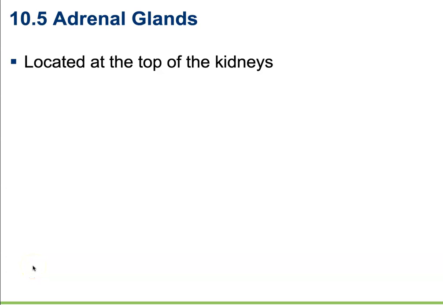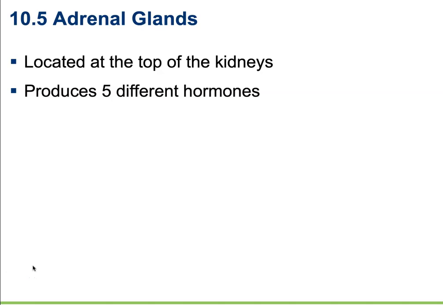Next up is the adrenal glands. These are going to be located on top of the kidneys, and they're going to produce 5 different hormones. The first hormone is going to be gonadocorticoids. These are going to ultimately produce or be androgens and estrogens. These are secreted by the adrenal cortex in both males and females.